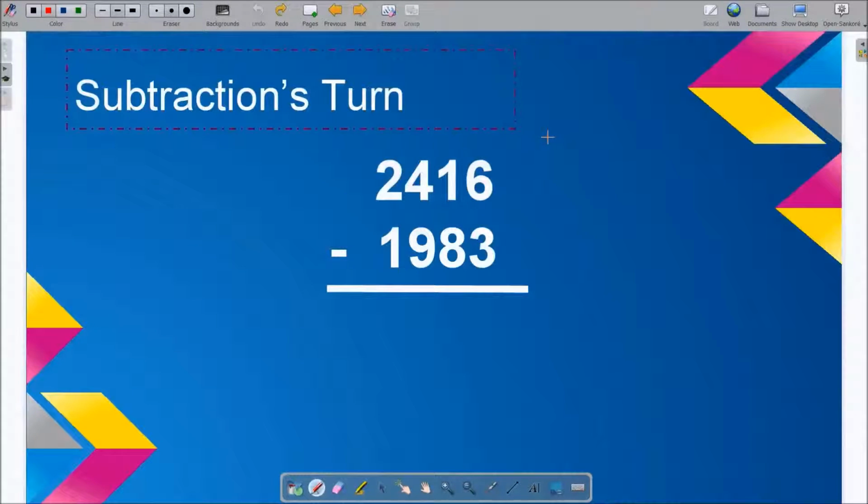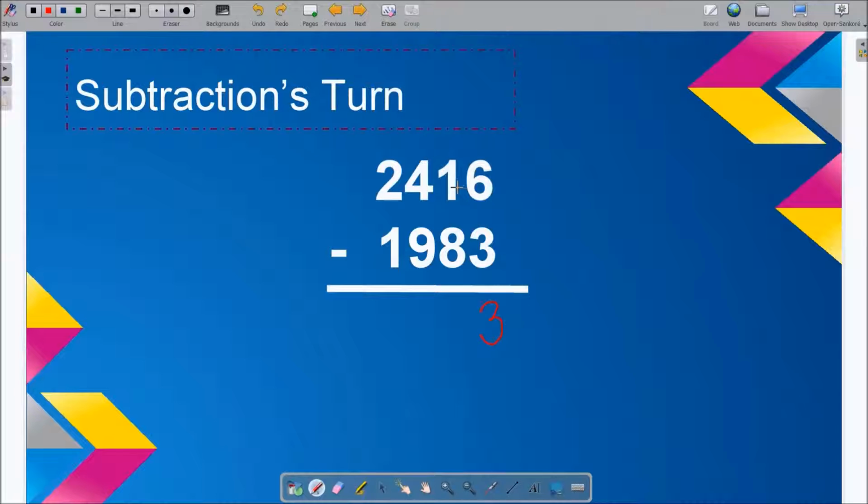Moving right along into subtraction, notice again this one is all set up for me nicely. My numbers are lined up the way that they're supposed to be. And again, I'm going to subtract starting on the right side, moving to the left. That's really important, especially when you encounter situations where you're going to have to borrow and regroup numbers. We start off with 6 minus 3, which gives us 3.